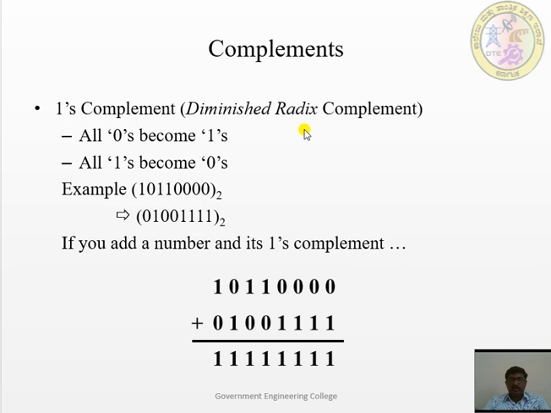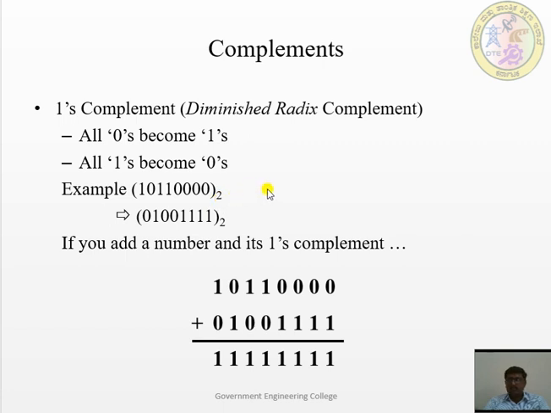The first complement, 1's complement, is the diminished radix complement, that is 2 minus 1 is 1. So all 0's become 1's and all 1's become 0's. It is the simplest complement form, just converting 0 to 1 and 1 to 0. This one is an example: its value is 101100 to the base 2.